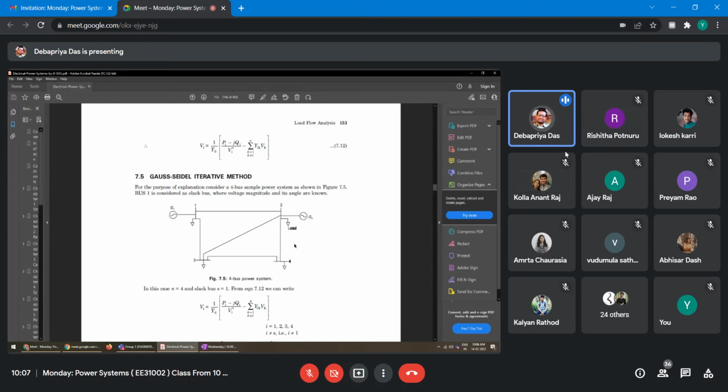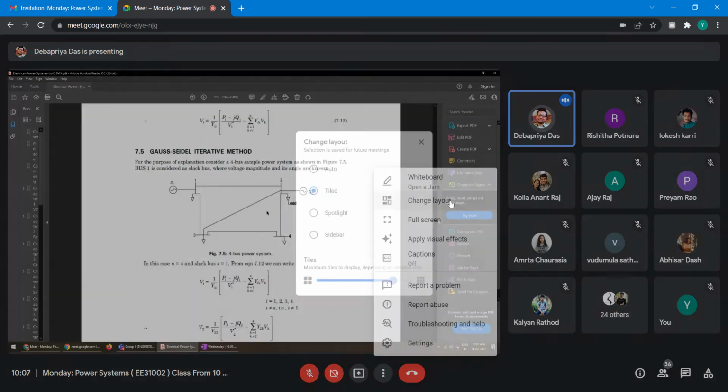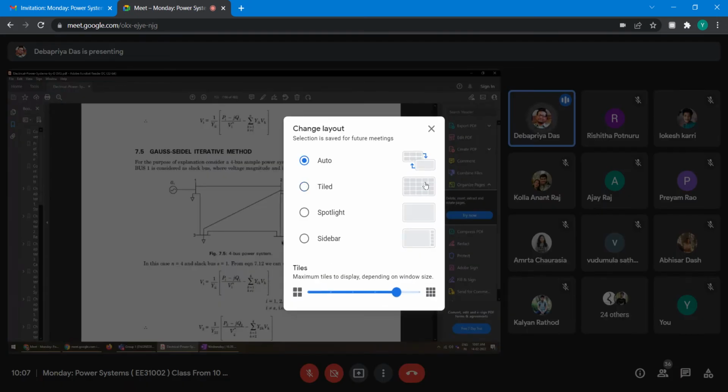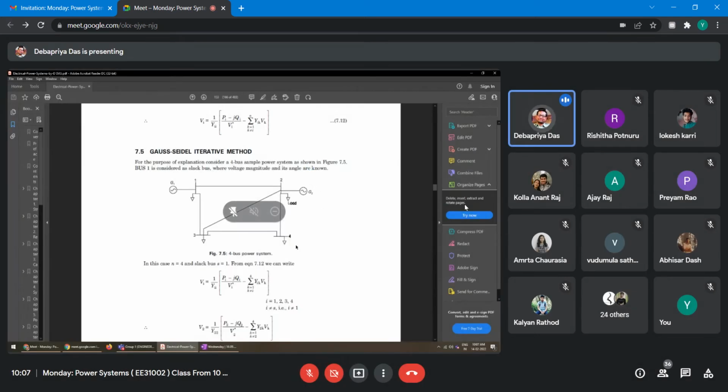And then we'll see the Newton-Raphson method, right? Now, for the purpose of explanation, what we will do is consider a 4-bus system. Let me tell you once again, bus and node are the same, right?